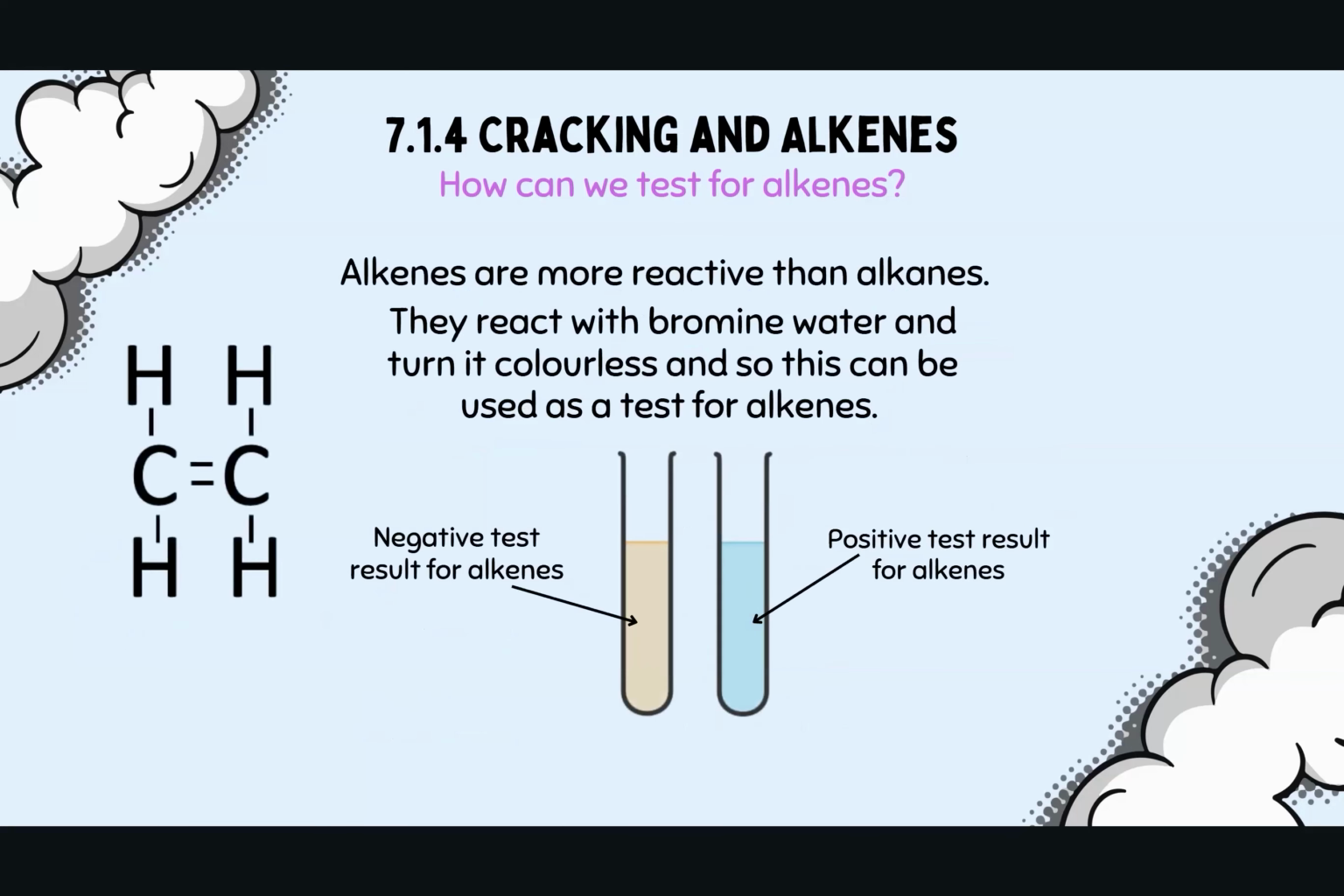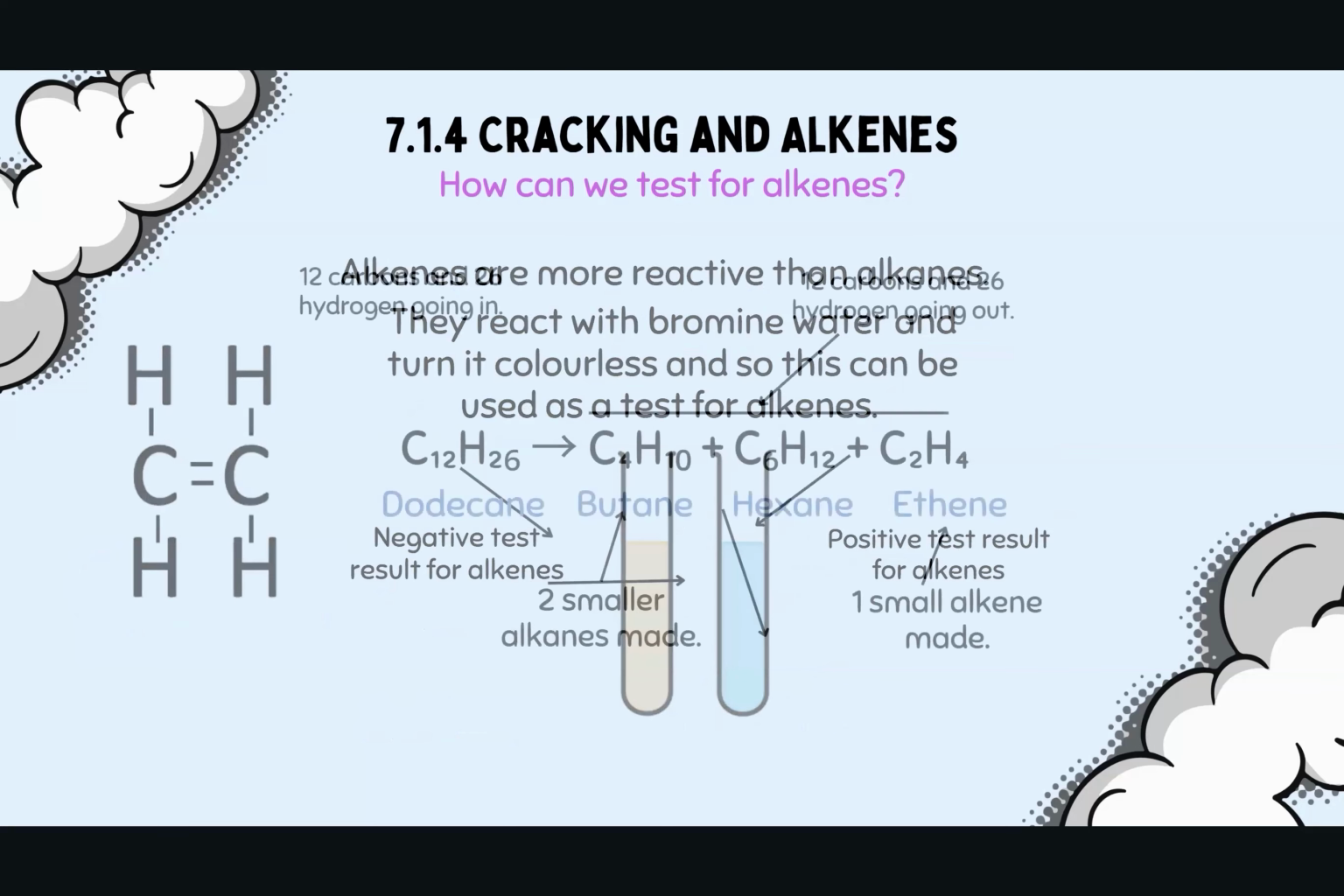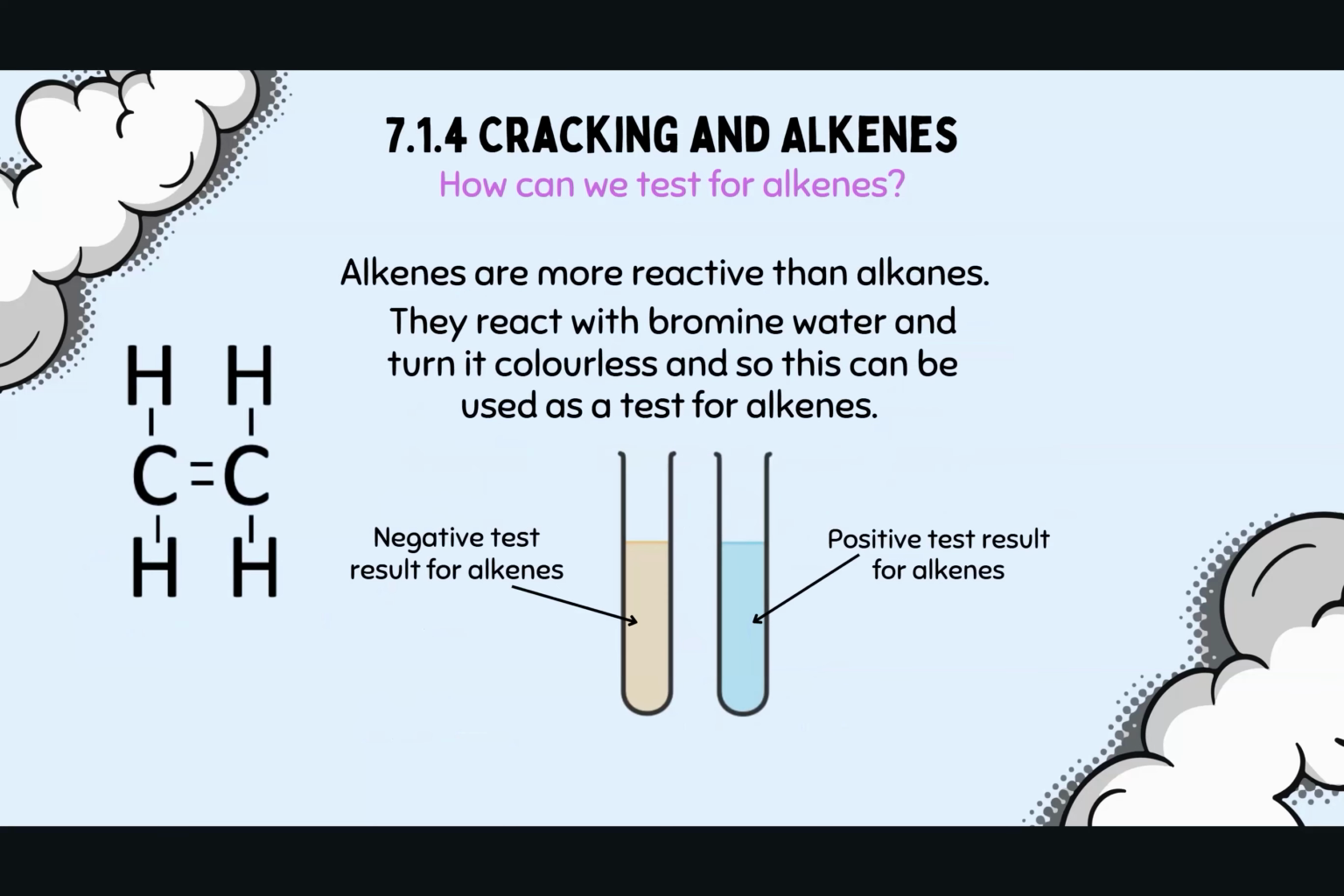Okay, so how can we test for alkenes? Alkenes are more reactive than alkanes. They react with bromine water and turn it colorless. So this is used as a test for alkenes. Now, I just want to very quickly explain why this happens, because it's not always understood. This is more A level, but it's important just to understand it.